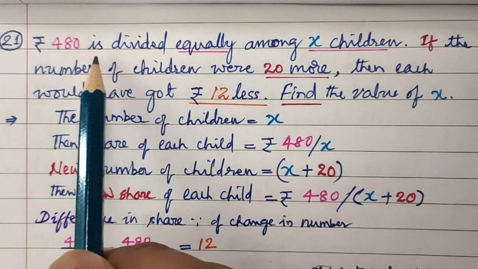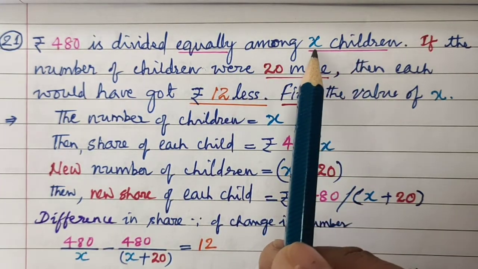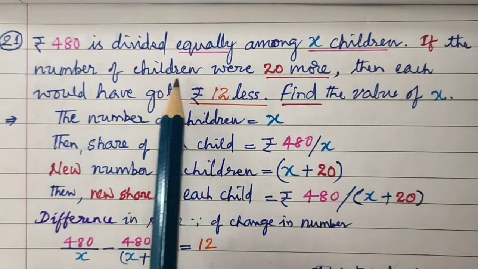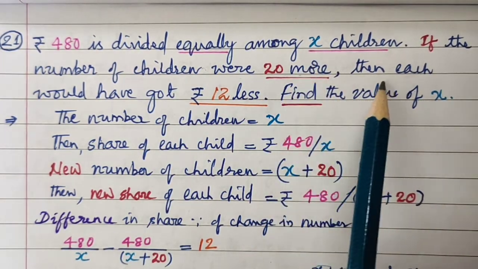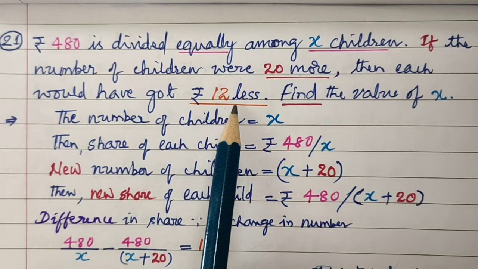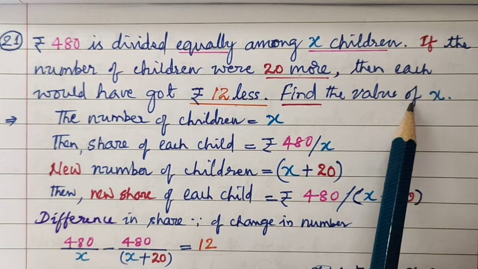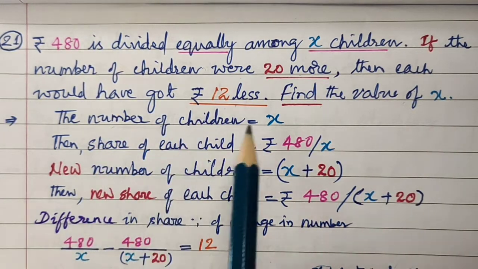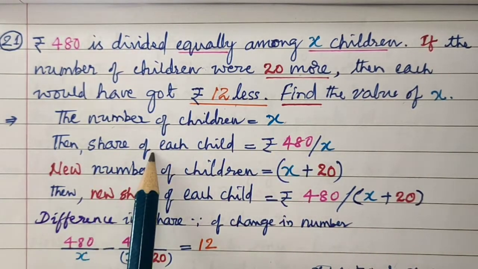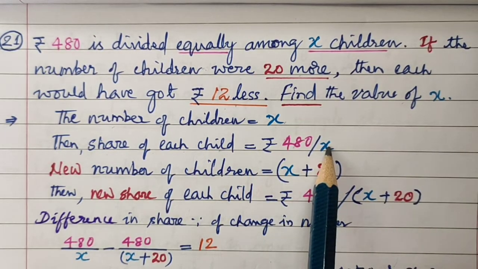Rupees 480 is divided equally among x children. x is the number of children. If the number of children were 20 more than x, then each would have got 12 rupees less. Find the value of x. We need to find out the original number of children. Let the number of children be x. Then the share each child would have got in 480 rupees would be 480 divided by x.